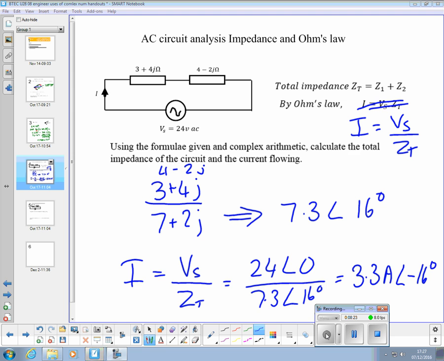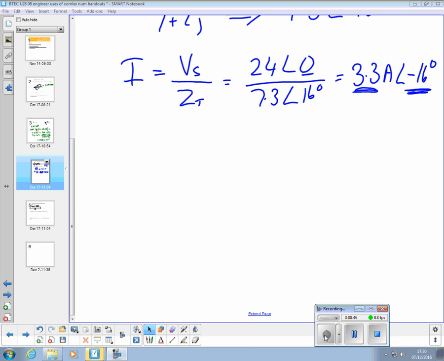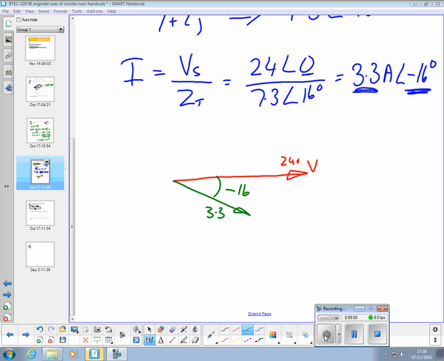We can represent this voltage and current using what's called a phasor diagram. That red phasor represents the voltage V, 24 volts at 0 degrees. You'd represent the current, 3.3 at angle minus 16 degrees.